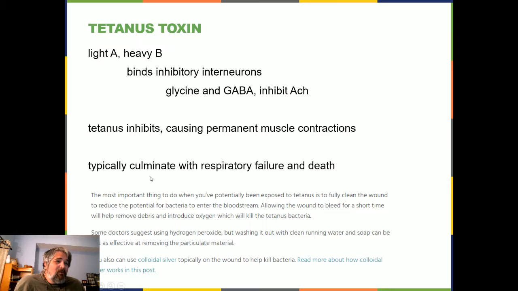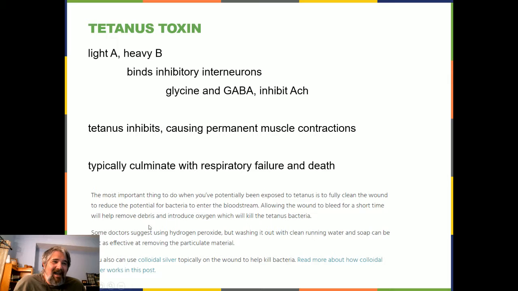And here's what Goop has to say about tetanus. Just clean the wound, reduce the potential for bacteria to enter the bloodstream. And then use colloidal silver. Get the damn vaccine is what you need to do. Need to have had done already.